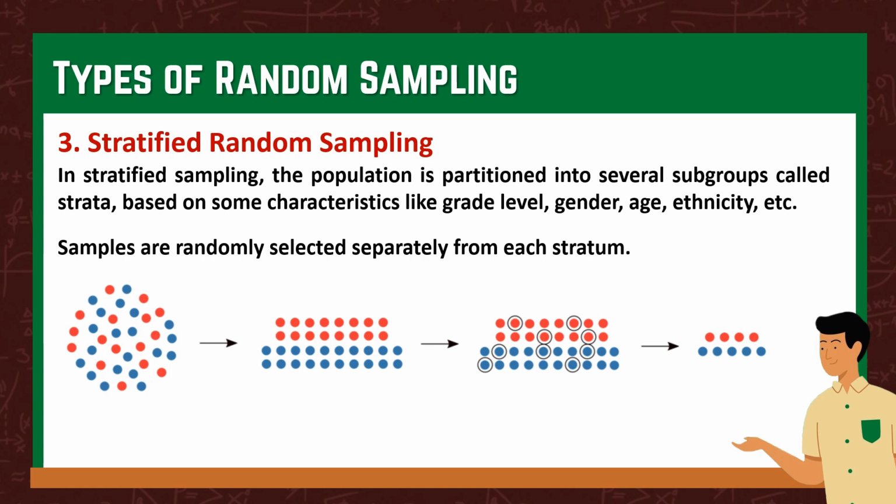Sa stratified random sampling, inahati ang population into subgroups na tinatawag na strata. So for example, they are grouped according to age or according to gender or according to any other characteristics. Then, gamit ang simple random sampling, pipili ng mga representative sa bawat stratum at ito ang magiging members or elements of your sample.